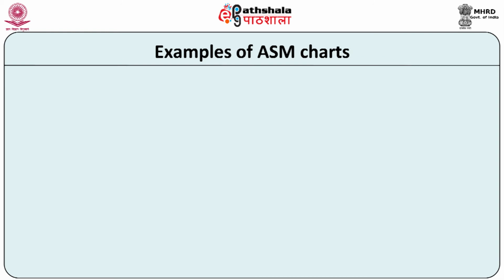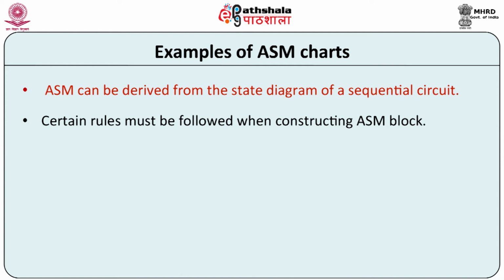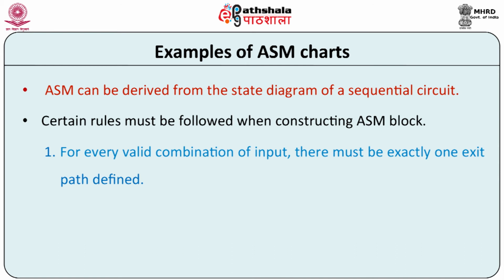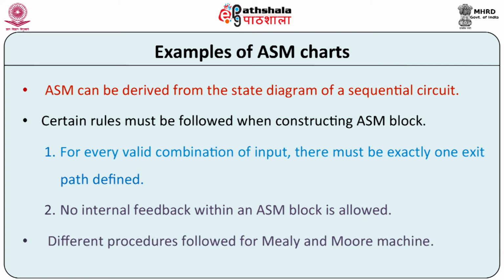Now, let us consider few examples of ASM charts. ASM can be derived from the state diagram of a sequential circuit. There are certain rules that must be followed when constructing an ASM block. First, for every valid combination of input, there must be exactly one exit path defined. And second, no internal feedback within the ASM block is allowed. There are two different procedures followed for Mealy and Moore machine. Let us discuss them one by one.